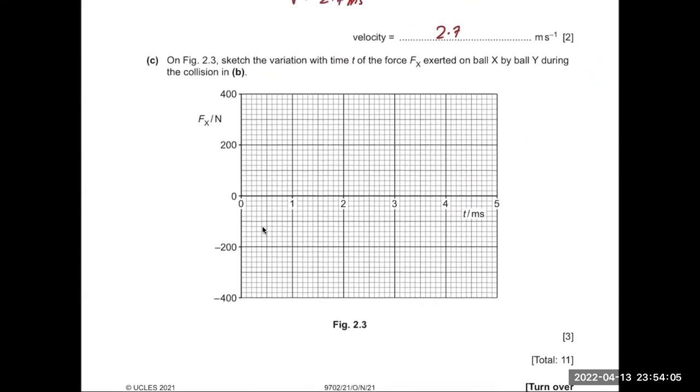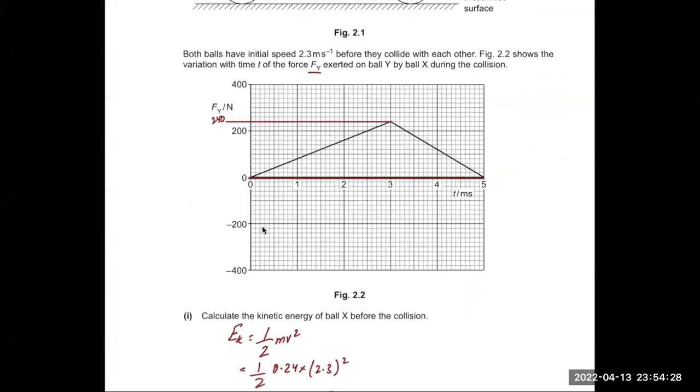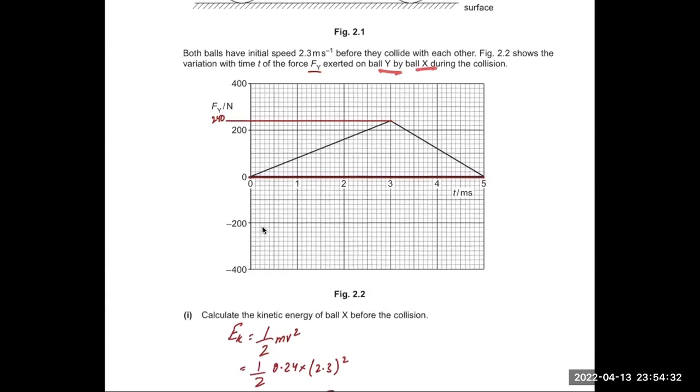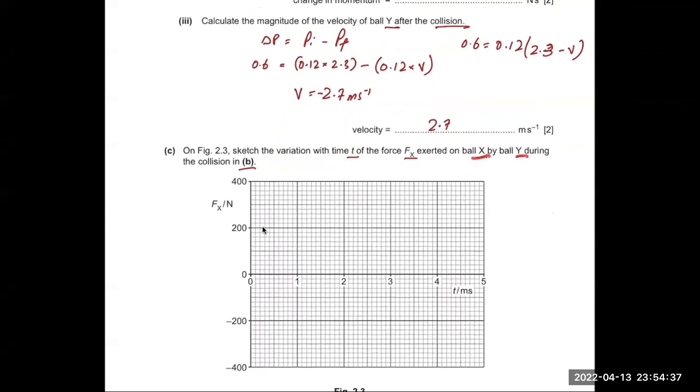Part C says on figure 2.3, sketch the variation with time t of the force Fx exerted on the ball X by ball Y during the collision in B. Now, this is a good question, even though it's a simple one. So what they've given you above is the force exerted on Y by X. Now they're asking you for the force exerted on X by Y.